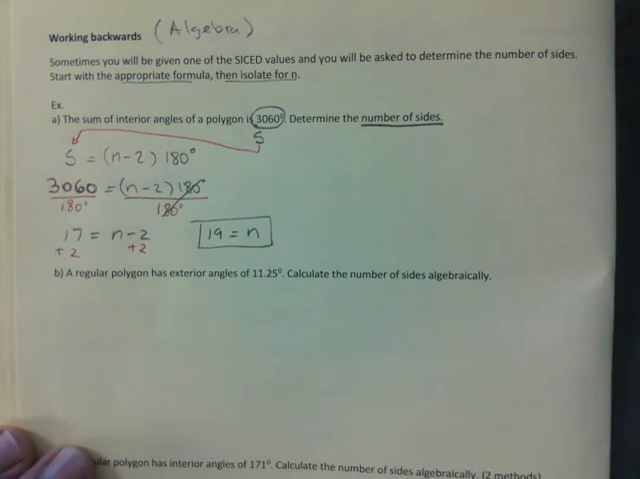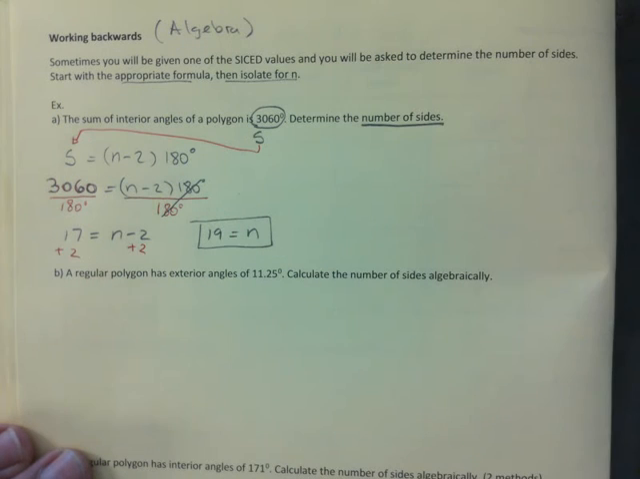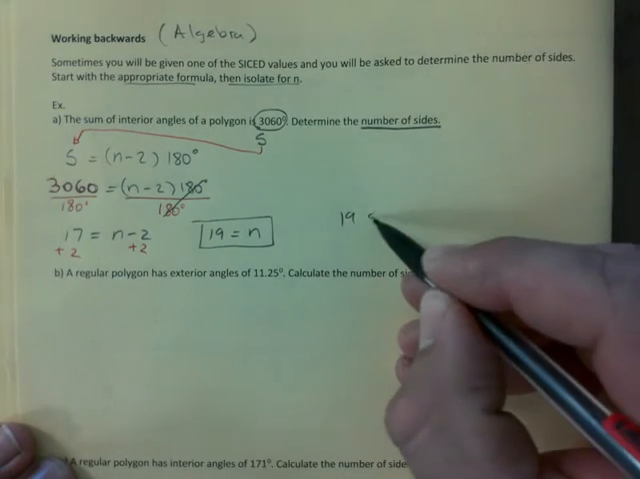It's okay to state an answer like this. You should be comfortable with the number being on the left and the variable on the right. You've successfully isolated the variable. So you're good. So 19 sides. 19 sides.